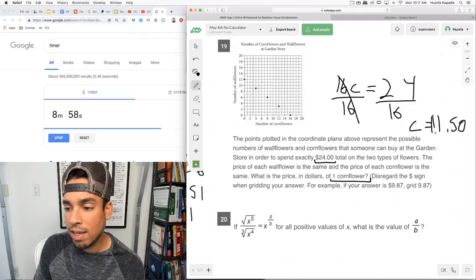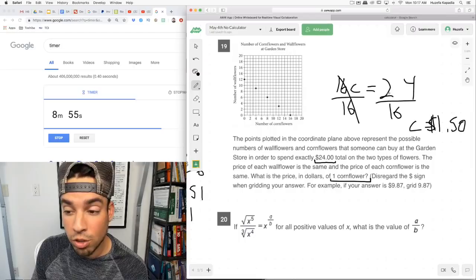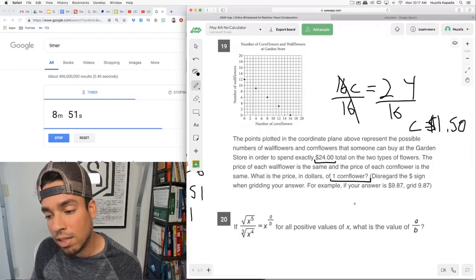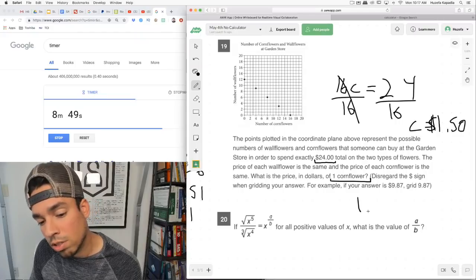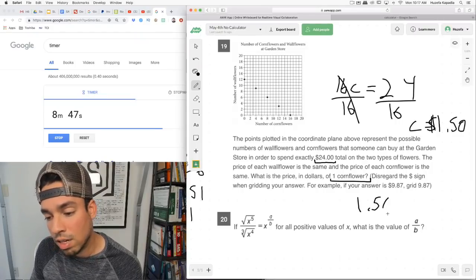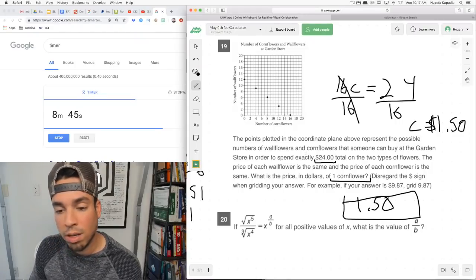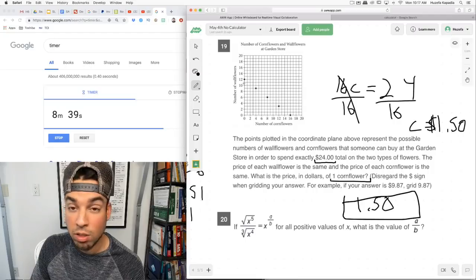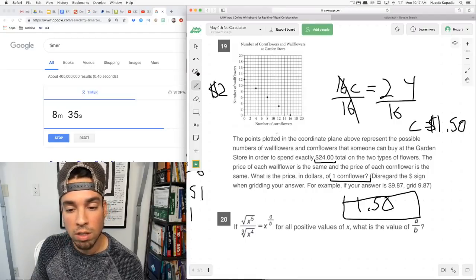If you didn't know how to do that, just do the division. 24 divided by 16, write it out, you get $1.50. So in this case, it's just $1.50. Now, if you're wondering, wait, does that make sense? Plug it in and try. Right here, we already know it works. What about here? We can figure out the price of wallflowers very easily. 12 wallflowers equals 24, so wallflowers are $2.